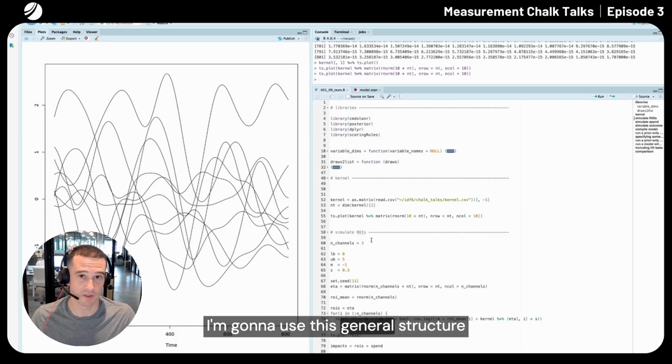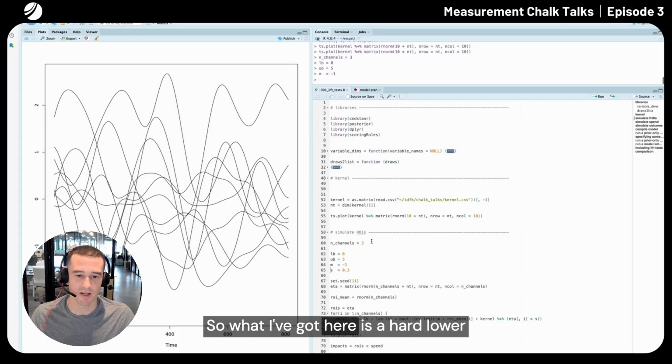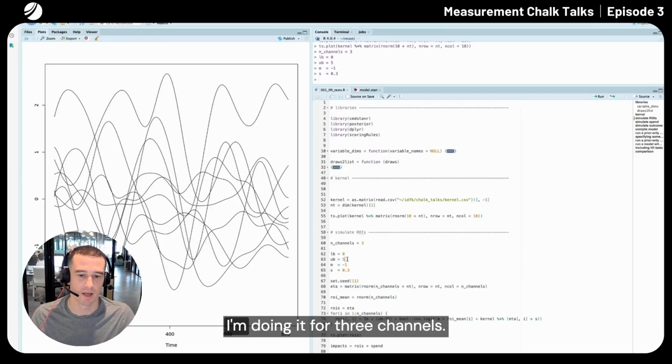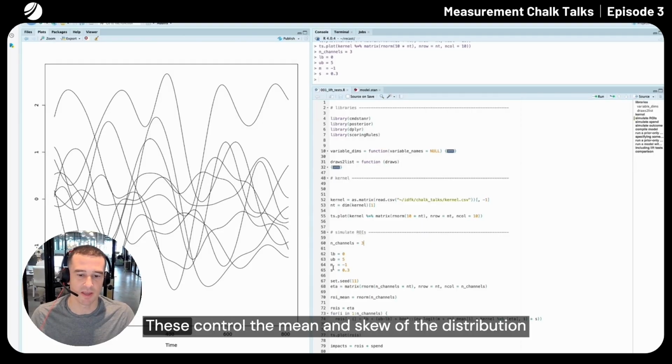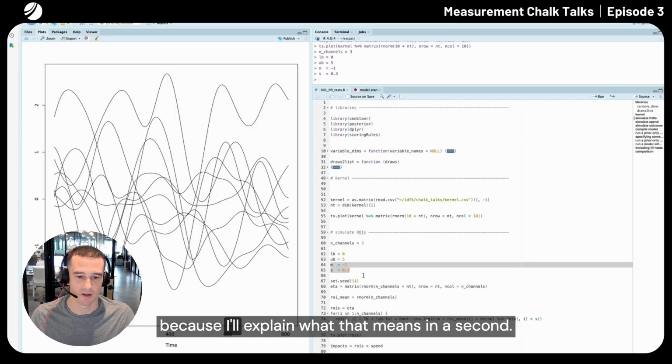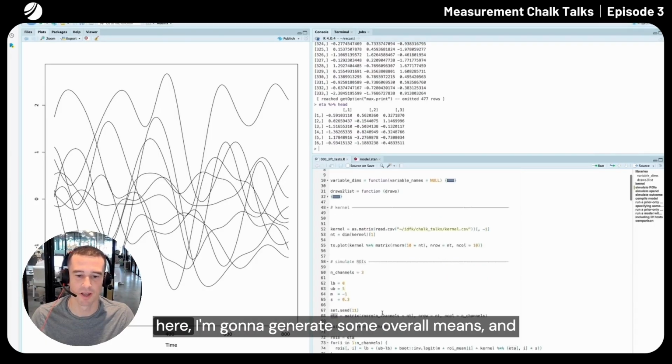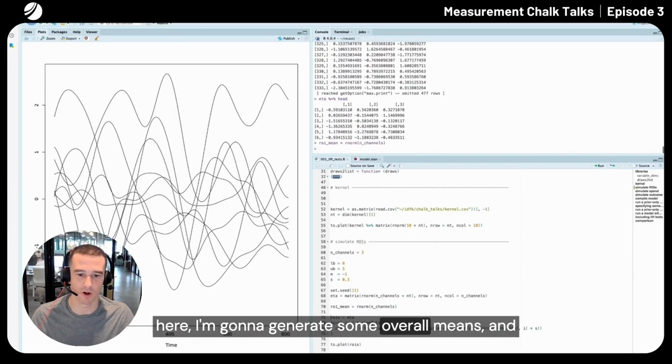So I'm going to use this general structure to generate time varying ROIs. And so what I've got here is a hard lower bound of 0, a hard upper bound of 5. I'm doing it for 3 channels. These control the mean and skew of the distribution, because I'll explain what that means in a second. Of standard normal random variables, here I'm going to generate some overall means.